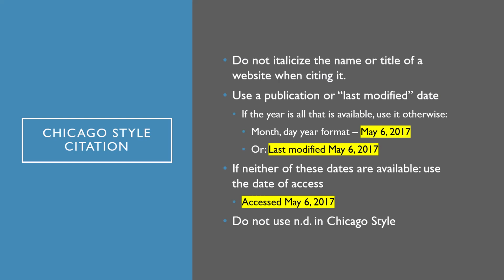Chicago-style citation requires that you, first off, don't italicize the name or title of a website when citing it. You use a publication or last modified date. Once again, if a year is all that's available, it is acceptable, but if the full date is available, you should use it. But in this case, you're going to use the format month, day, year, such as May 6th, 2017. Or, in the case of a last modified, May 6th, 2017. If neither of these dates are available, Chicago requires that you use the date of access, which would be formatted accessed May 6th, 2017. Because the access date is an option, you should not use ND at any time when citing online resources in Chicago style.